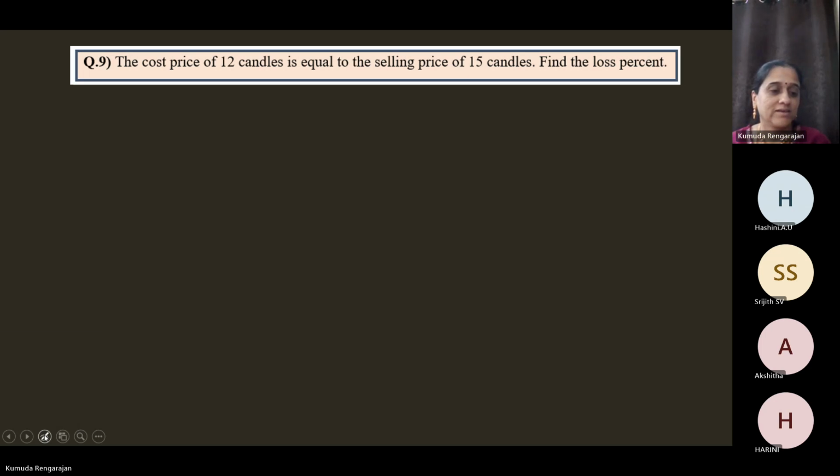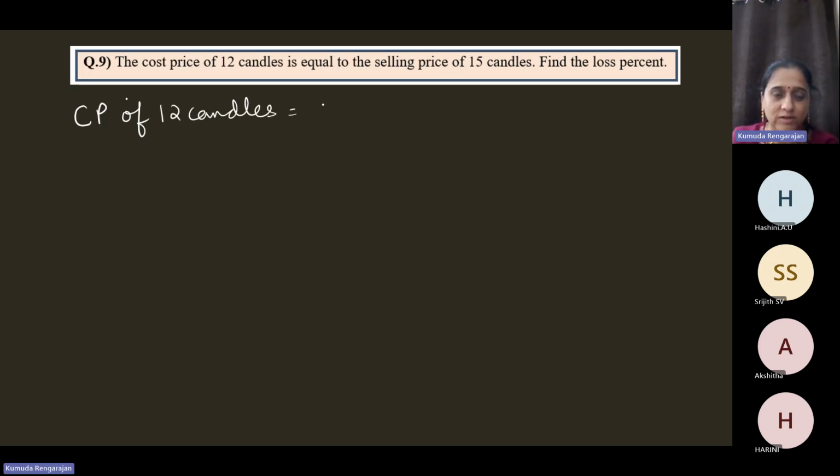See, what is given? Let's understand it slowly, okay? A CP of 12 candles is equal to SP of 15 candles. Okay, understood. Once again.